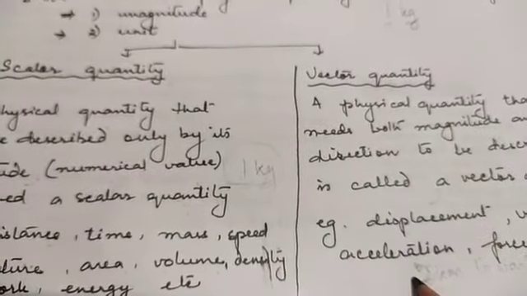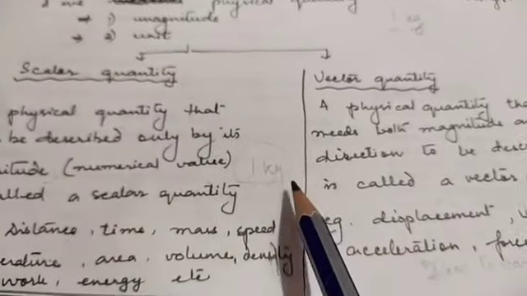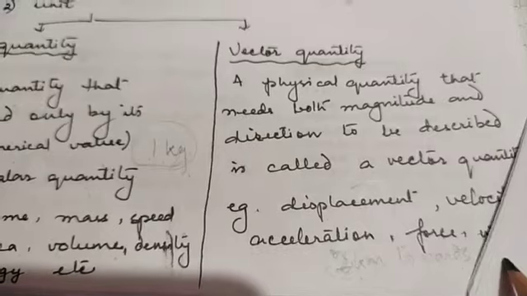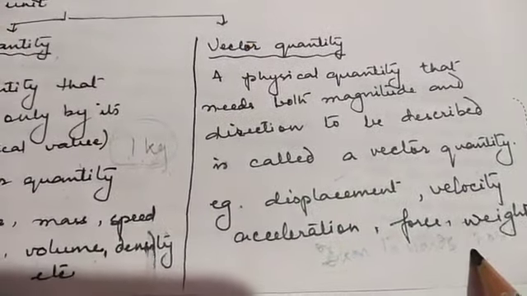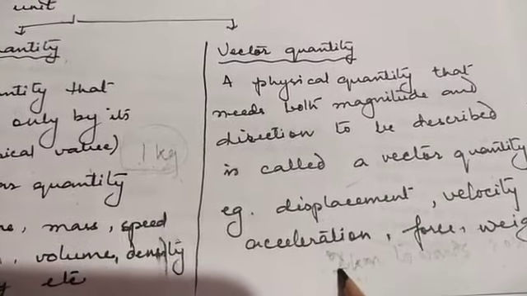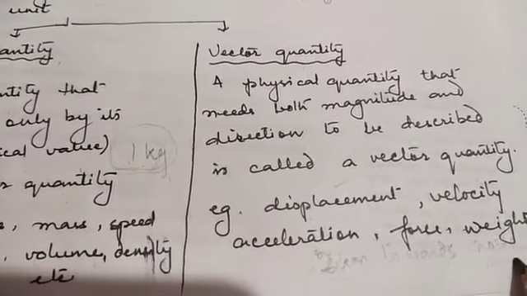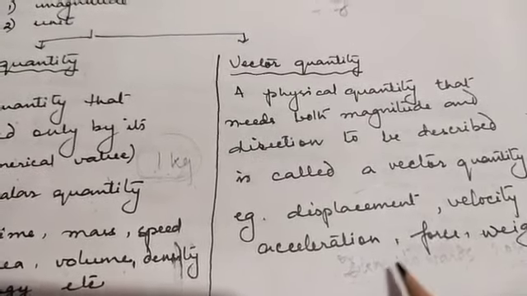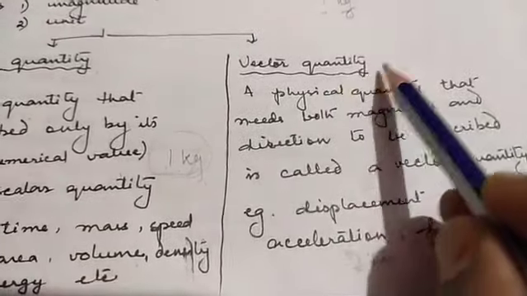Now I think scalar and vector quantity is clear now. Scalar quantity only magnitude, vector quantity magnitude with a direction. 2 kilometers is magnitude, towards north, north is the direction. When we add direction to the magnitude, then it is a vector quantity.